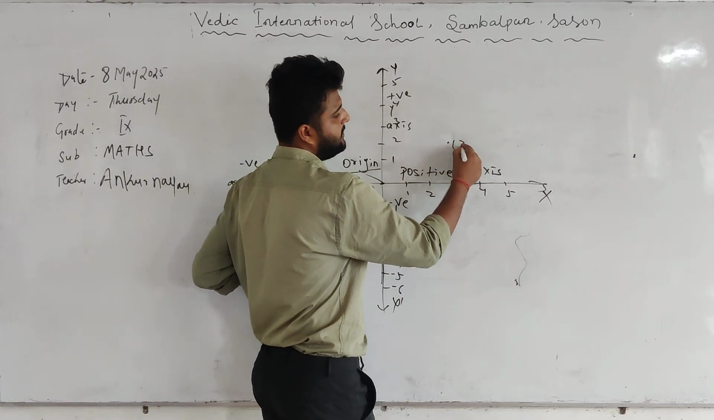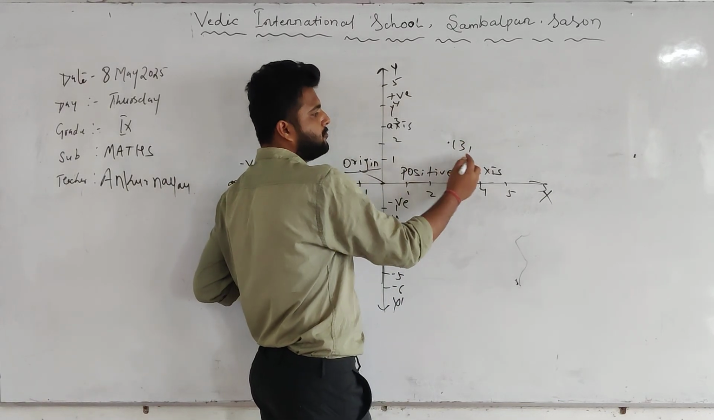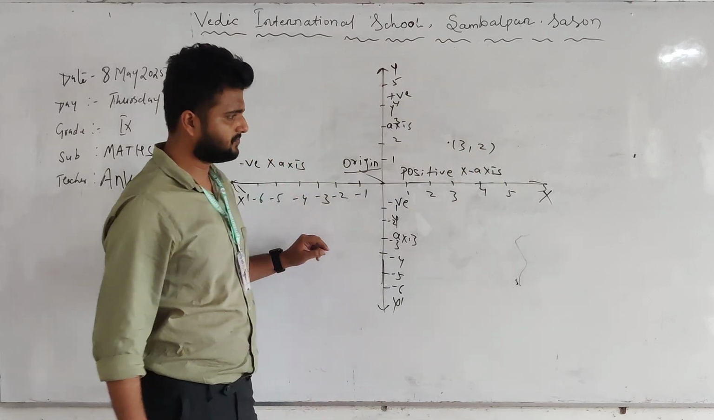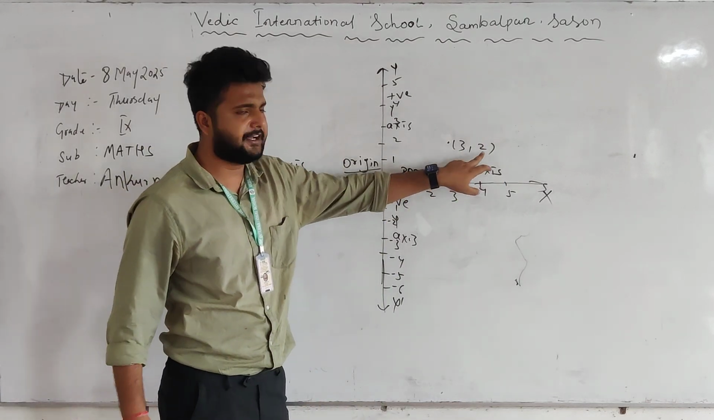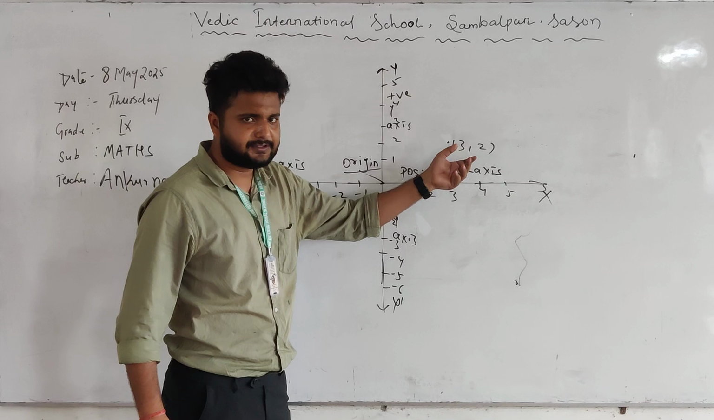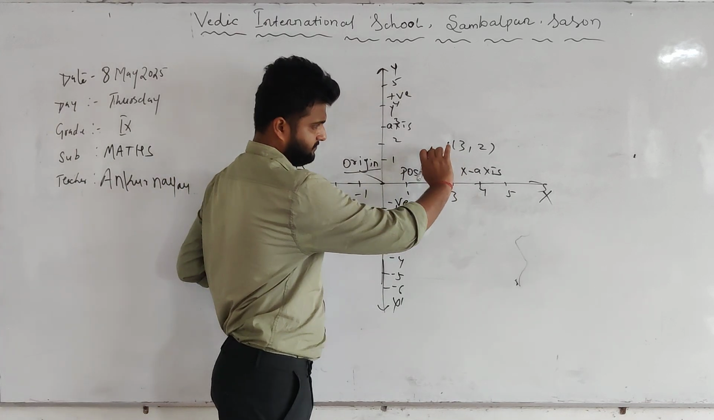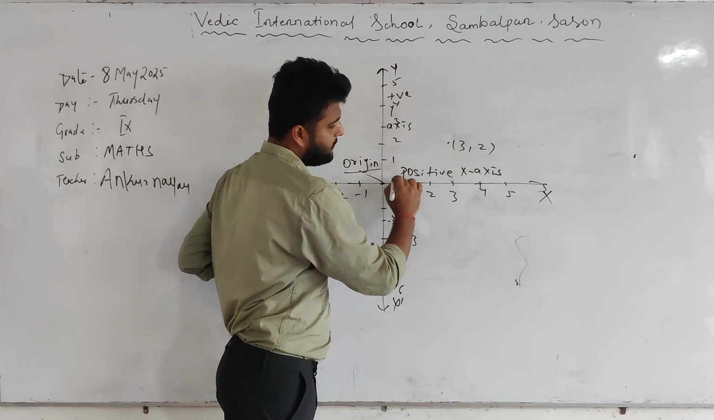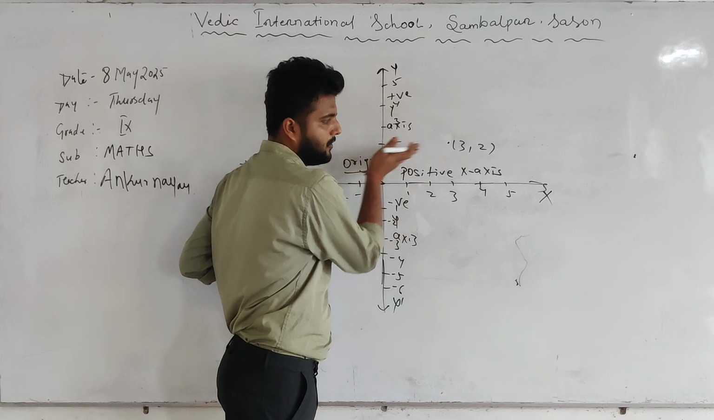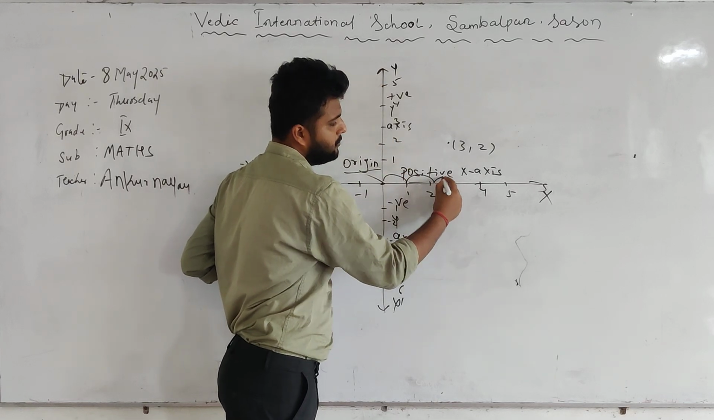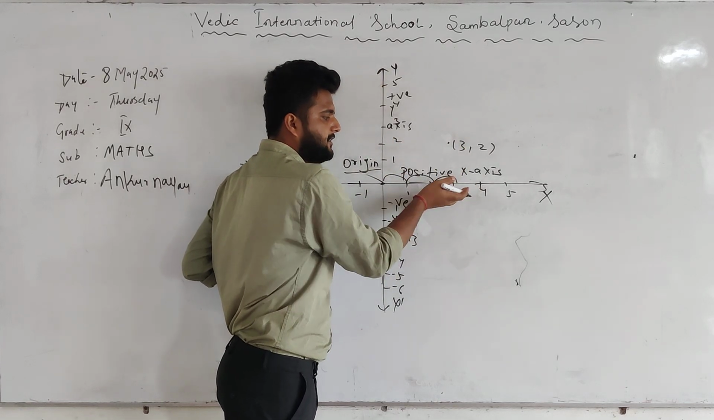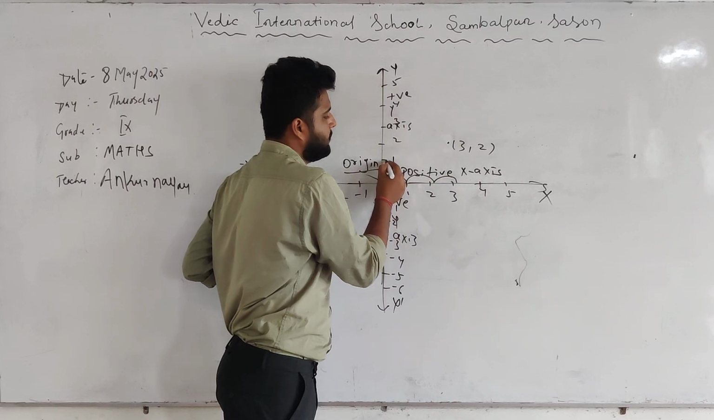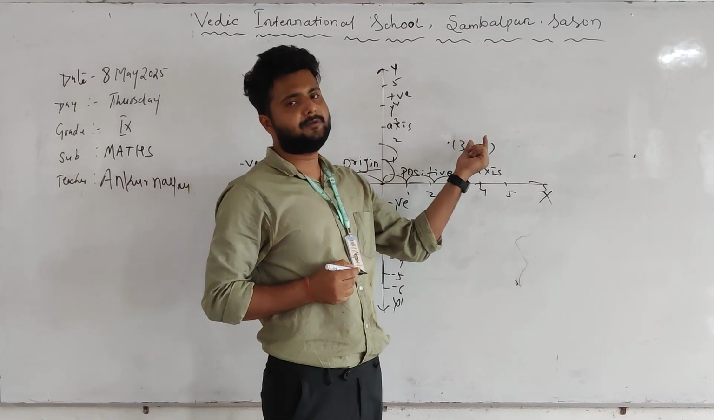So x-axis will be 3. And it is in front of the 2, so the y-axis will be 2. So the coordinates are 3 and 2. How can we locate this? Just take the distance of x axis from the y, 1, 2, 3. And just take the distance of y axis from the x, 1 and 2. So by this you will locate any point.